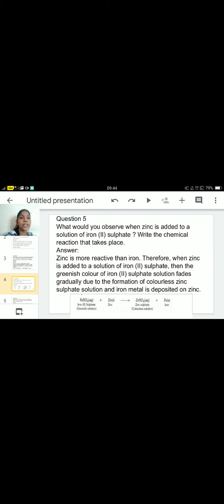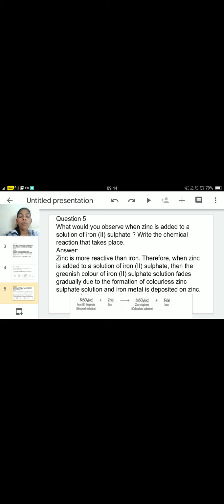Next, write the equations for the reaction of iron with steam. Steam means water. Also calcium and potassium with water. So three reactions you have to see. Fe plus H2O gives Fe3O4, that is iron 2, 3 oxide, plus hydrogen gas evolved. The same reaction takes place with calcium as well as potassium. It gives calcium hydroxide and potassium hydroxide. Hydrogen gas is produced in these reactions.